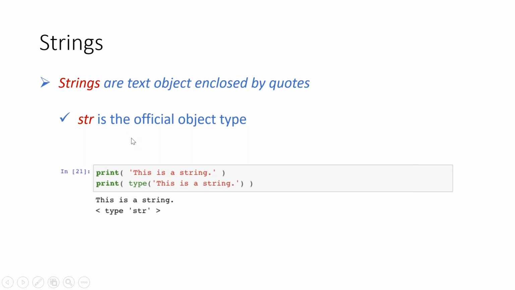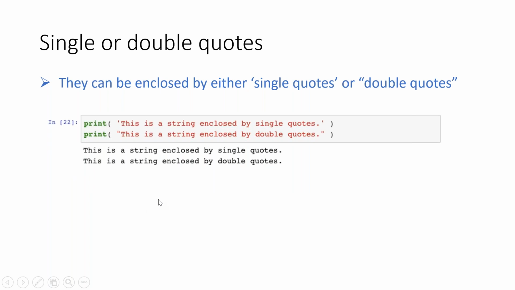So if you check an object with string text, any object with single or double quotes, then Python already knows that it is a text object, and the type is str, the official type when you do the type check. So it has its own separate behavior. These are also very useful things.